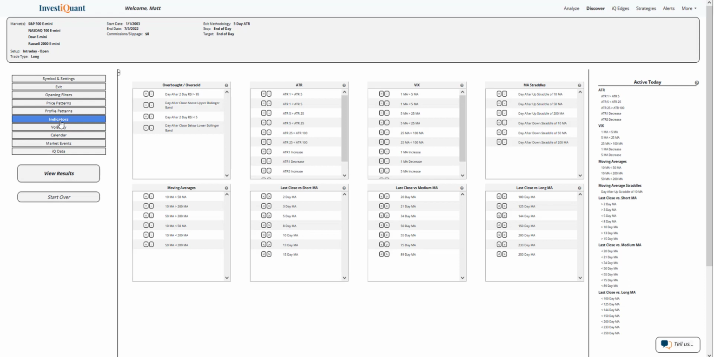So I'm going to go down to the indicators library. I'm going to say that the prior session closed below a 200-day simple moving average. I can grab that from the active today down here. It says we closed below 200, so if I click it, it is added to the test.